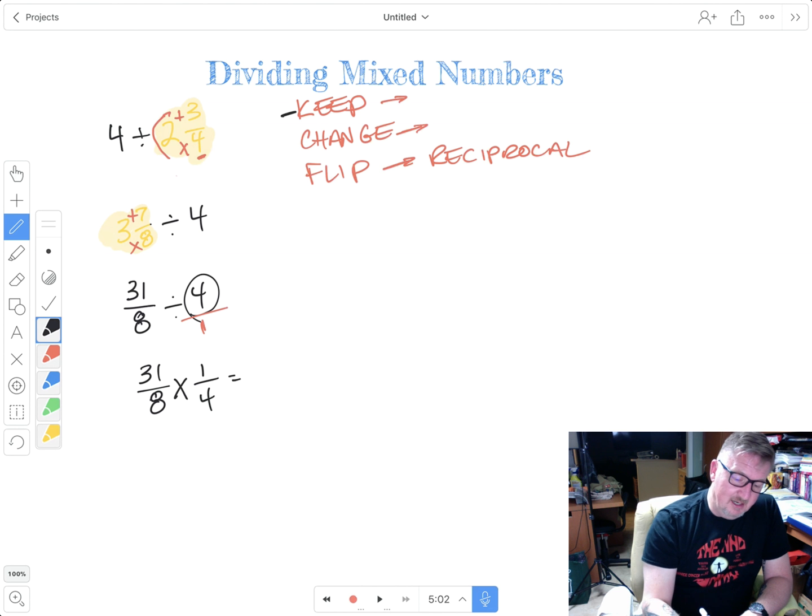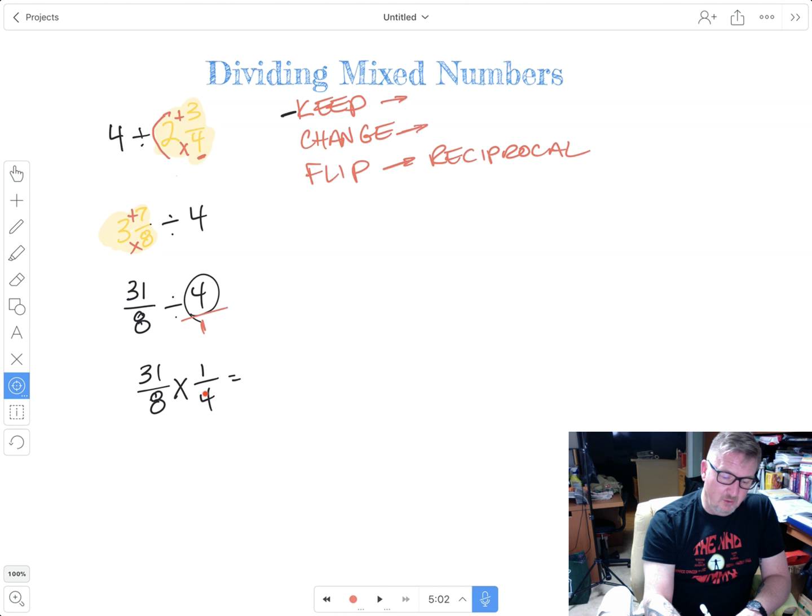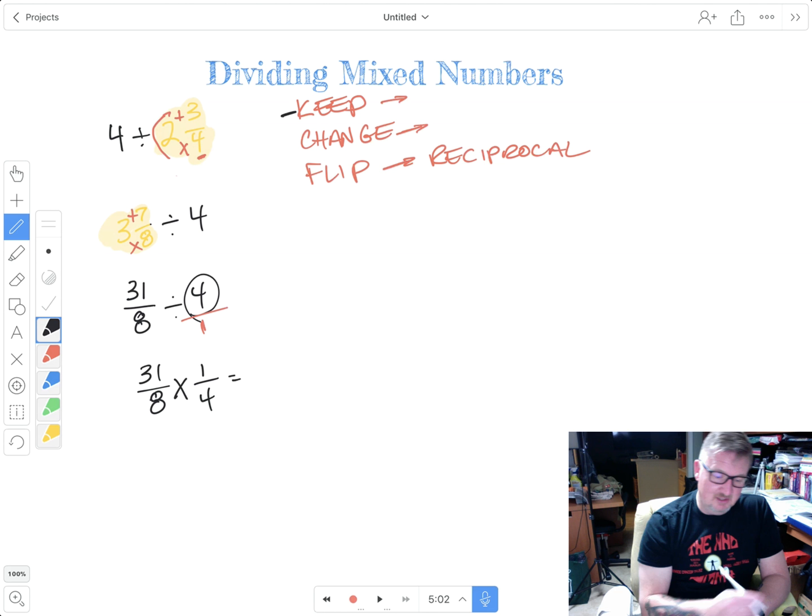All right. I can't simplify the 31 and the 8. I can't simplify the 1 and the 4. I can't simplify the 31 and the 4. And I can't simplify the 8 and the 1. So I just got to stick with these numbers as they are.